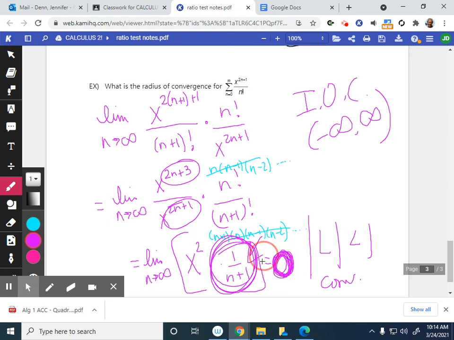Because there's still an n left in the thing I'm taking the limit of, and that n is in the denominator, this bottom will get huge, the fraction will get tiny, this basically goes to 0, so it doesn't matter what x is. X could be 1,000,000, and this will still equal 0. So we don't care what x is. This will converge all the time. The interval of convergence is this. The radius is also infinity, because that would be half of infinity.